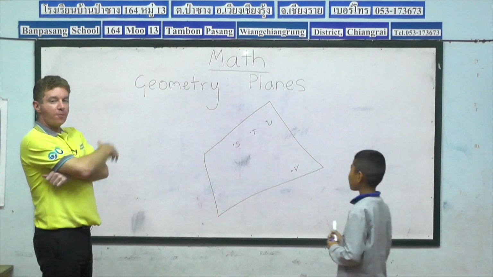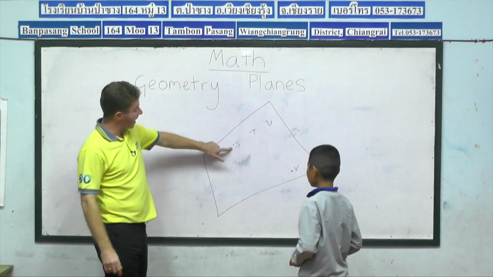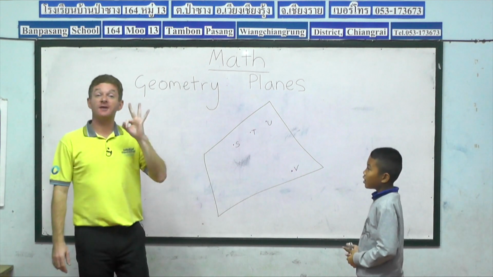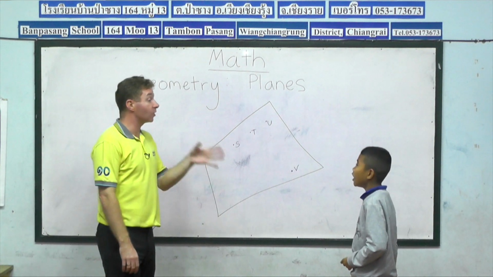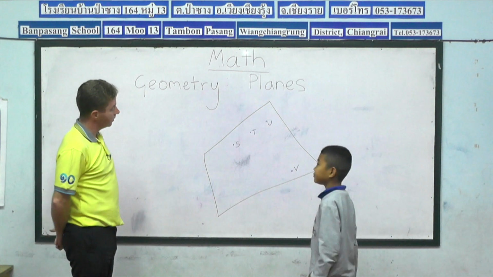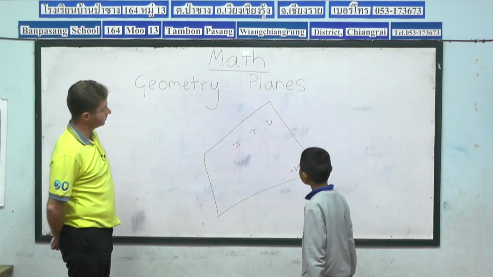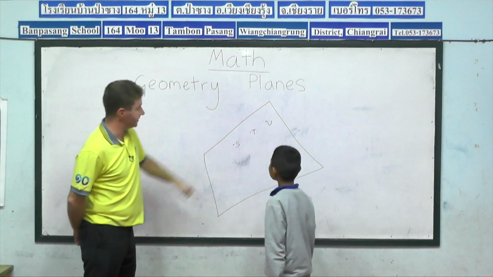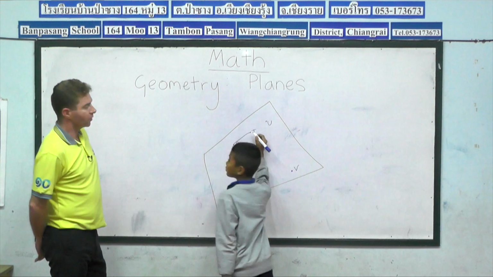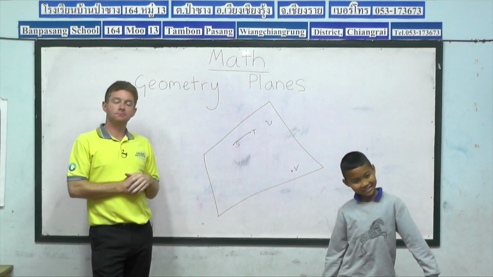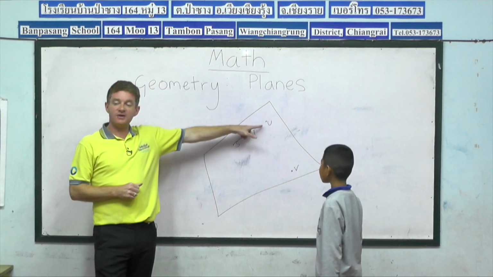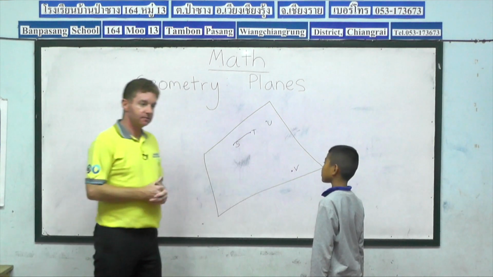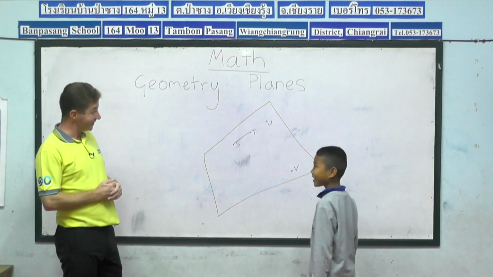So we have 4 points to choose from. We've got points S, T, U, and V. So we need to combine 3 of the points to create a non-straight line. What points can you choose, Pangpon? Okay, so we can go from S to T, certainly. But can we go from T to U? Could we carry on and go from T to U? No, because that's a straight line. How about T to V? Yes, we can.